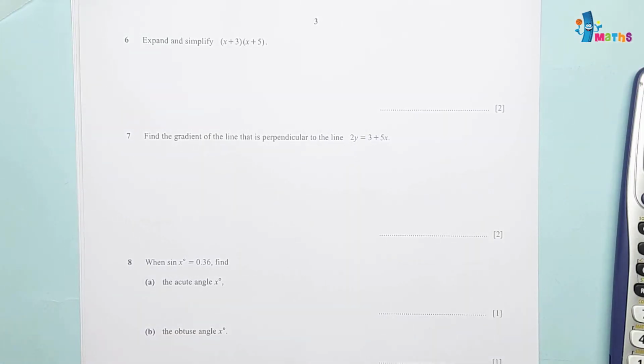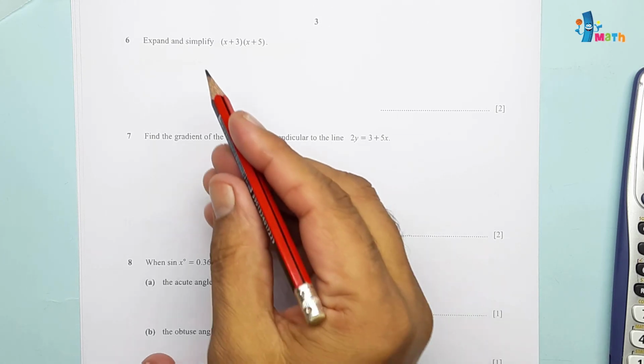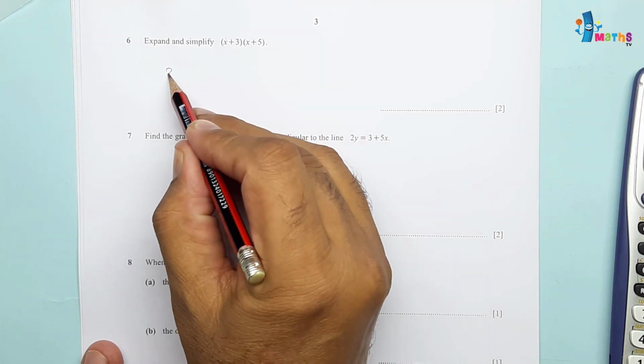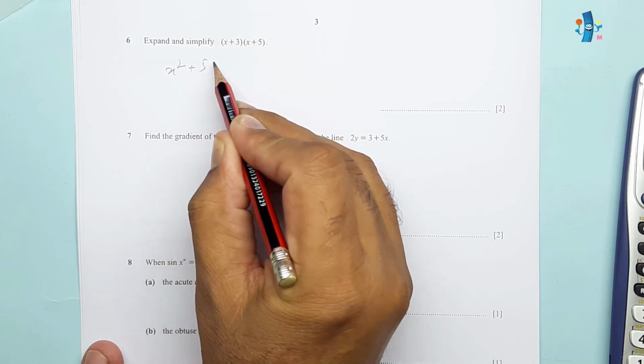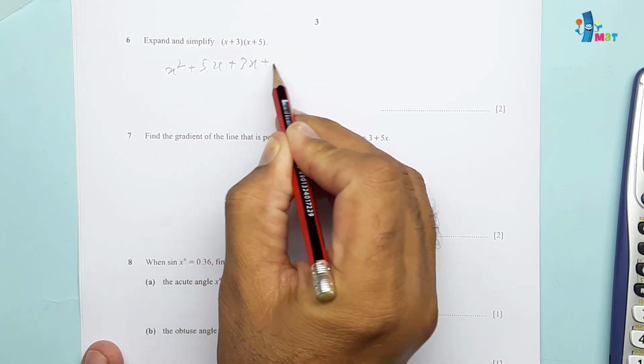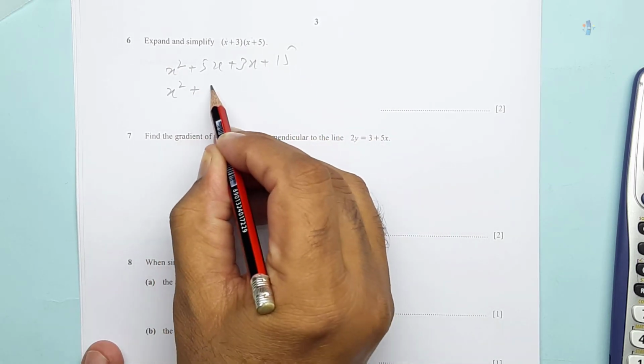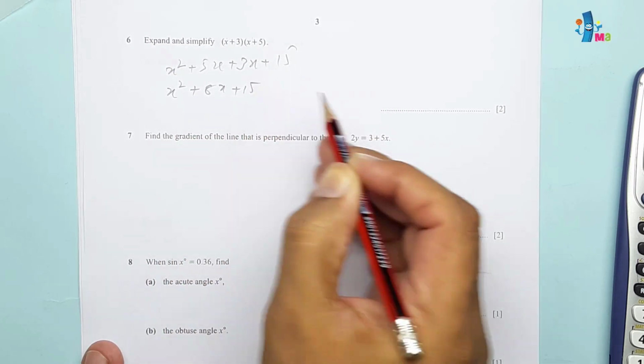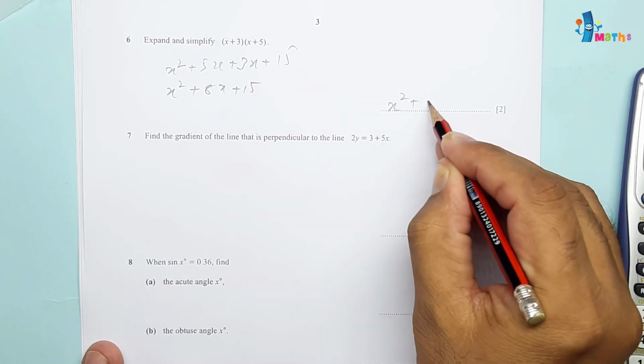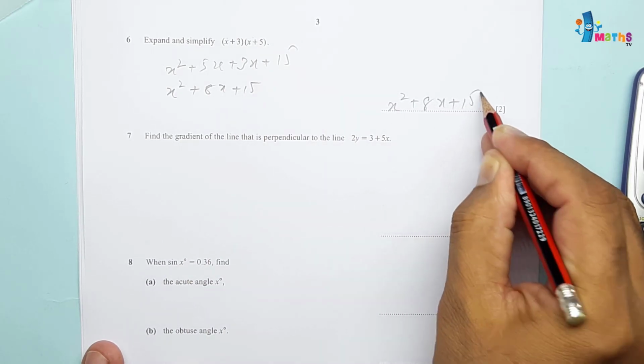Question number 6. We have to expand and simplify. We'll be just multiplying this. x with x will be x squared, plus 5x plus 3x plus 15, and we can add them: x squared plus 8x plus 15. This will be our answer, x squared plus 8x plus 15.